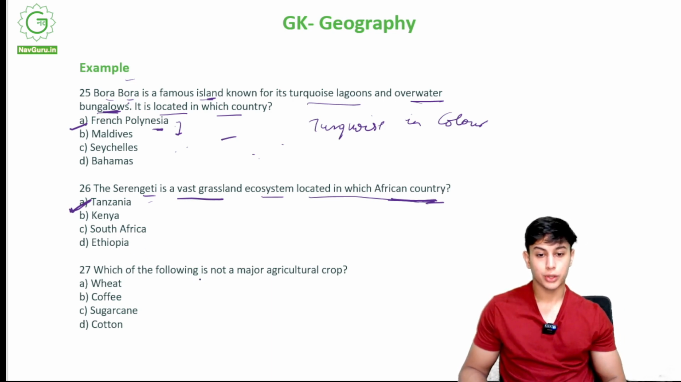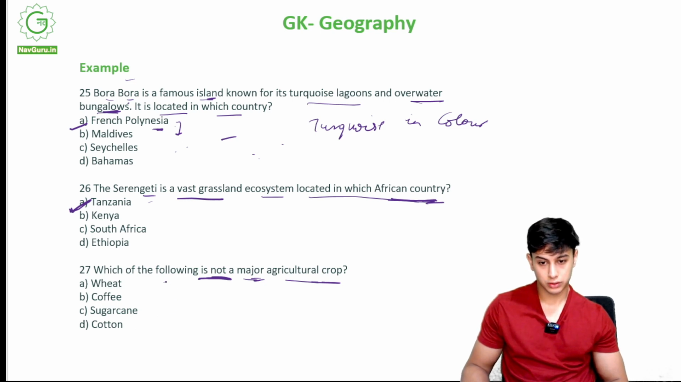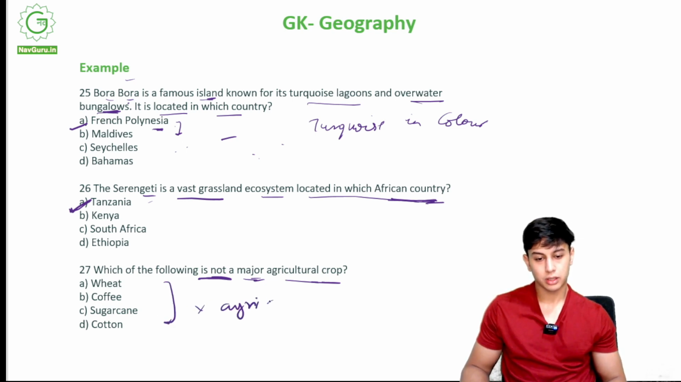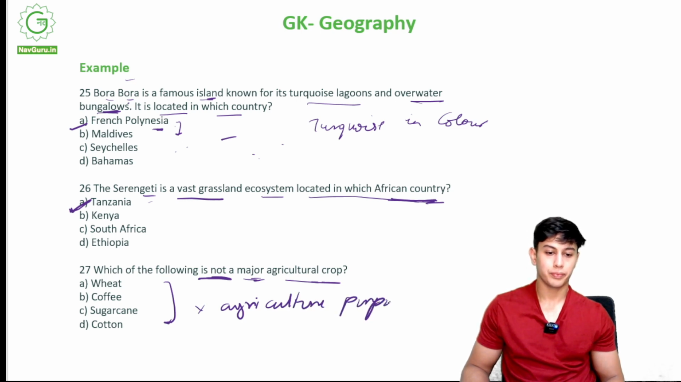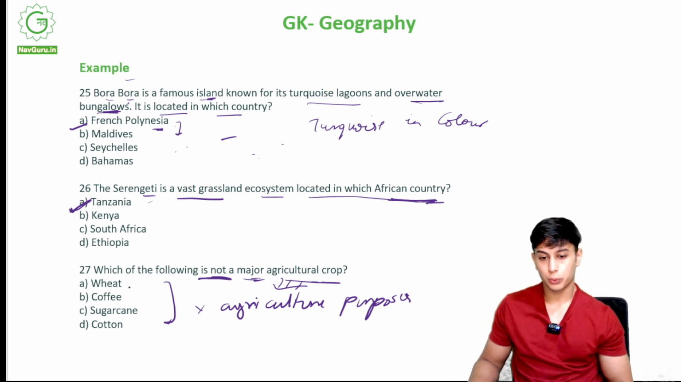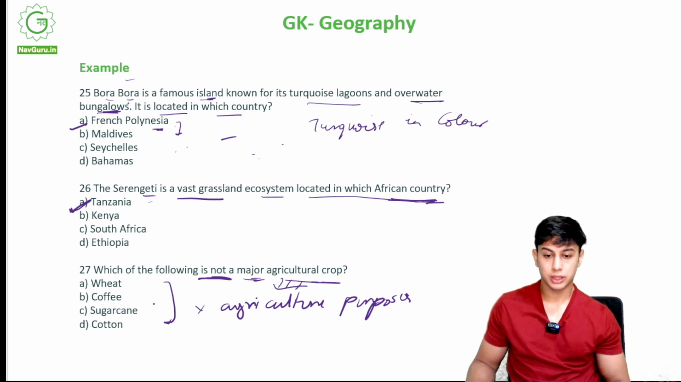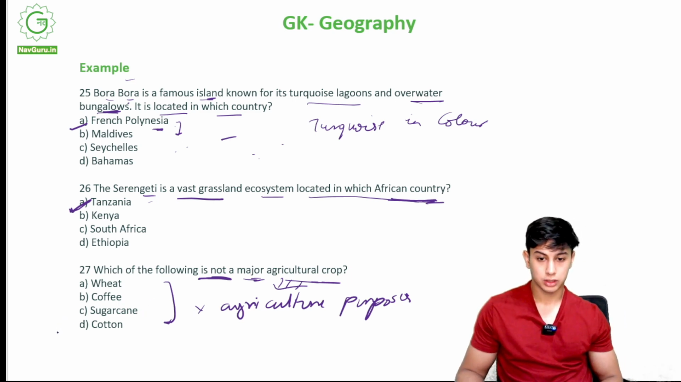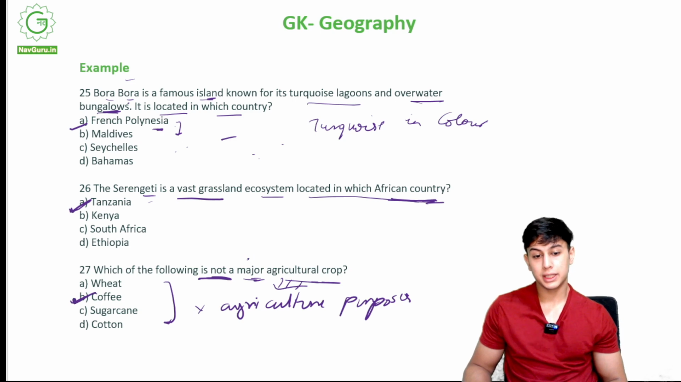Which of the following is not a major agricultural crop? So out of these, one is not a major agricultural crop. Is it wheat? Is it coffee? Is it sugarcane? Is it cotton? Agriculture means we grow the food that we want to consume. So out of these, which is not a major agricultural crop? Right? So the correct option over here would be coffee. Okay, this is not a major agricultural crop.